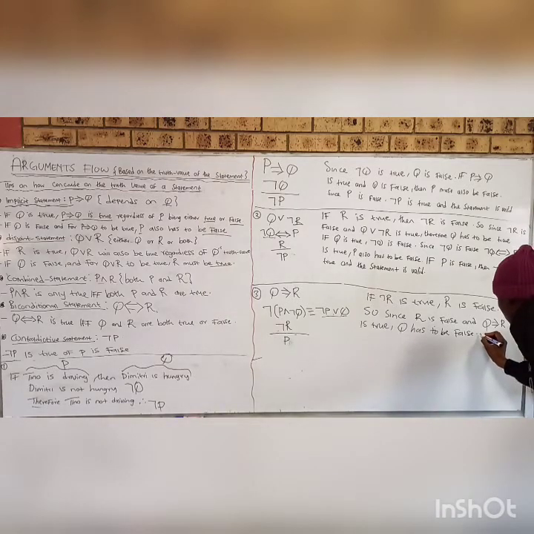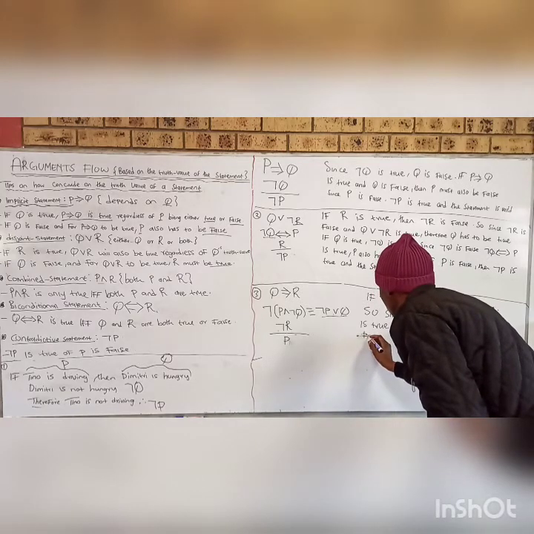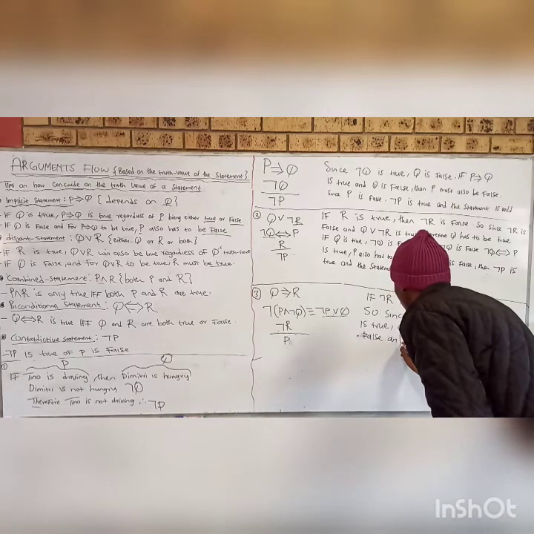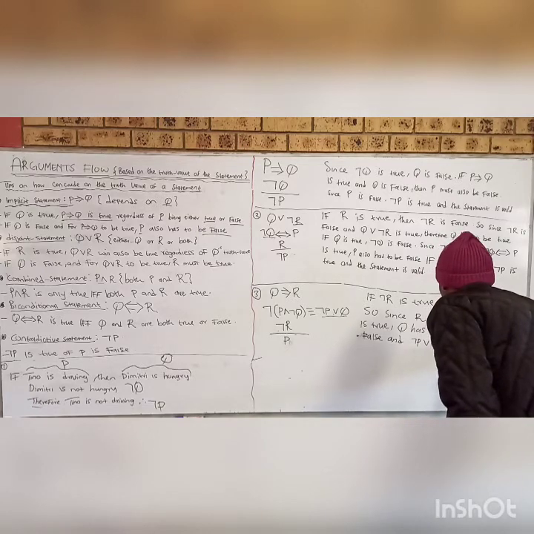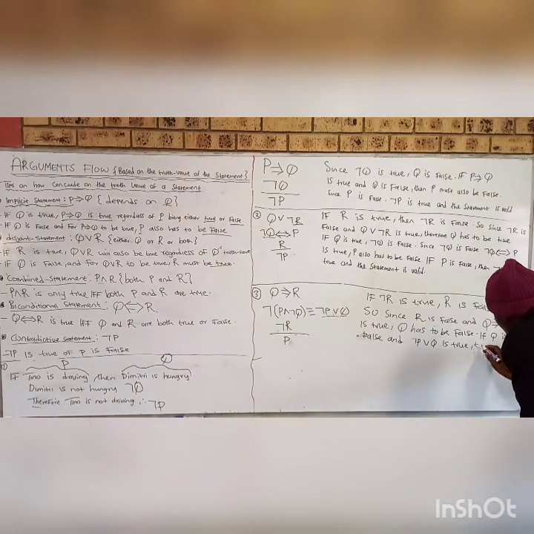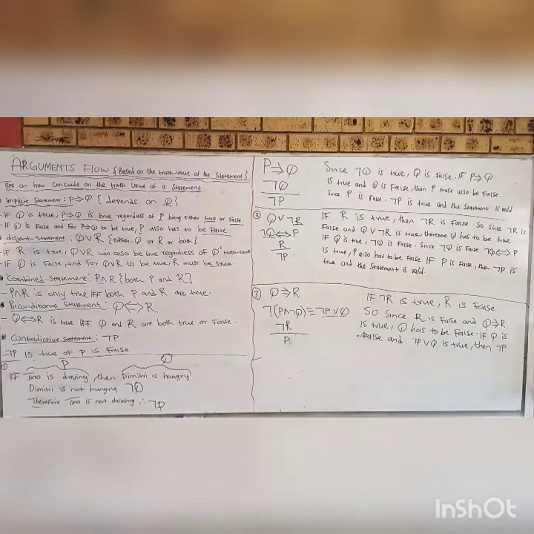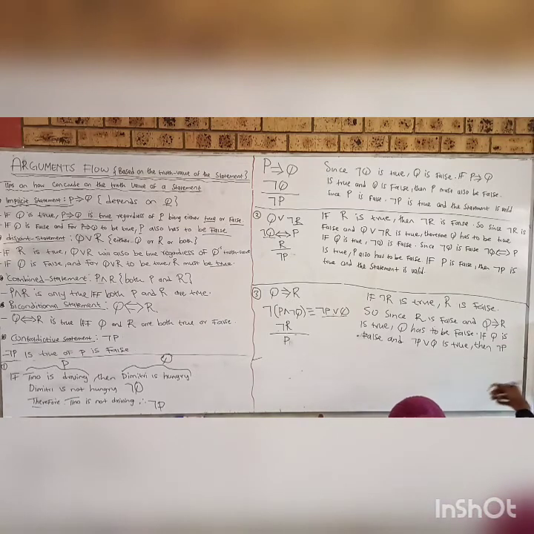So, if Q is false, and not P or Q is true, then not Q, not P, I mean, where is it? What am I about to conclude?